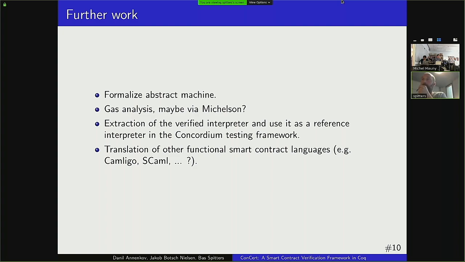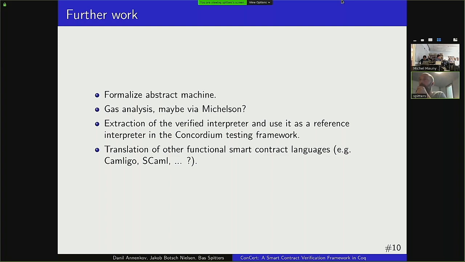We also want to formalize an abstract machine. We do an abstraction of the verified interpreter and use it as a reference implementation for the Concordium testing framework. This is very close to being done, but we could do exactly the same for Tezos.